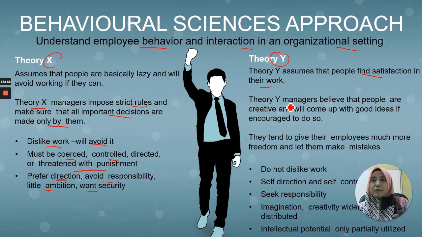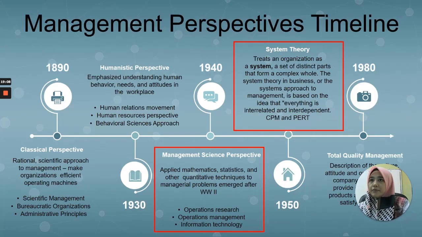Ada pula theory Y that assumes people find satisfaction in their work. Ini mereka yang rajin lah. And managers believe that these people are creative and will come up with good ideas if encouraged to do so. So they tend to give their employees much more freedom and let them make mistakes. So mereka ini kita bagi responsibility dan mereka ada more self-direction and self-control compared to theory X.